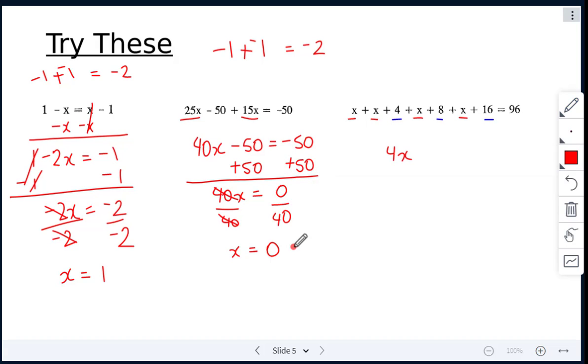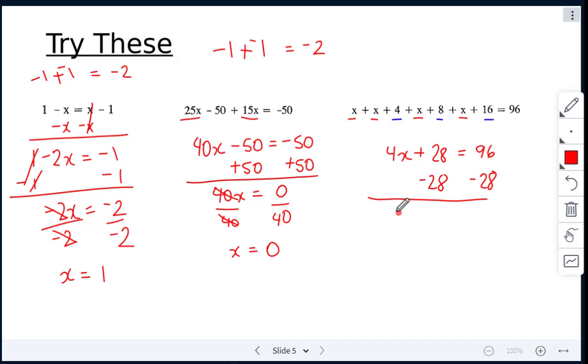All right, so because they are just the numbers, there's no variable to them. So 4 plus 8 plus 16, which gives me 28. So we end up with 4x plus 28 is equal to 96. All right, so all we've done is simplified the left side just by collecting our like terms. Then we can go ahead and start solving for x.